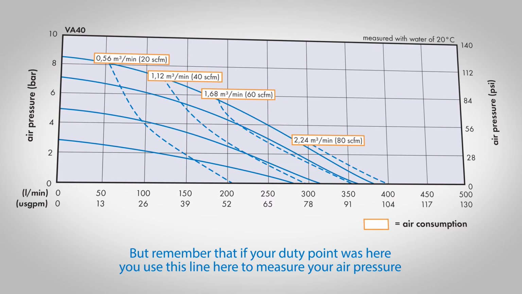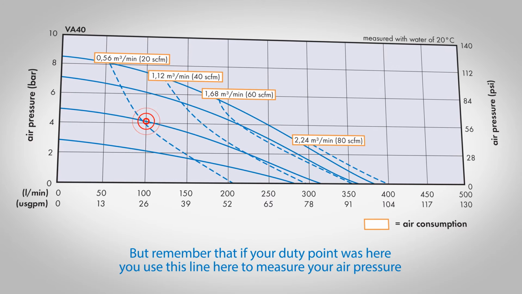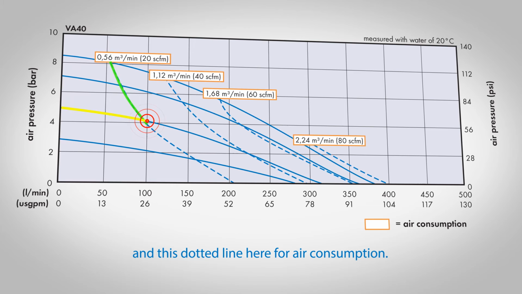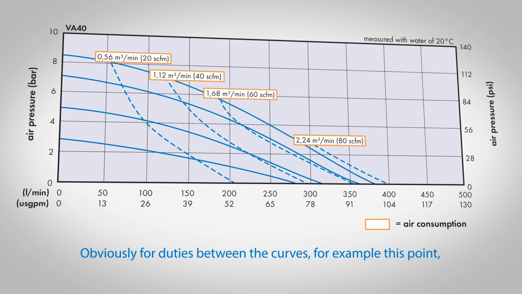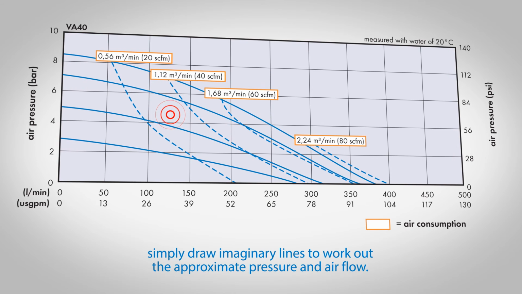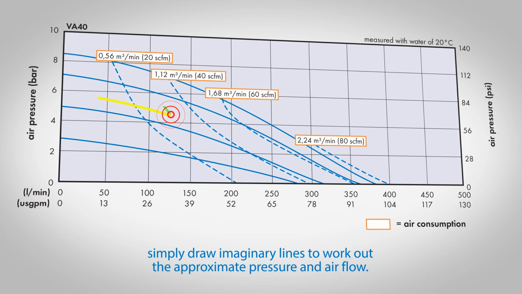But remember that if your duty point was here, you use this line here to measure your air pressure, and this dotted line here for air consumption. Obviously, for duties between the curves, for example this point, simply draw imaginary lines to work out the approximate pressure and airflow.